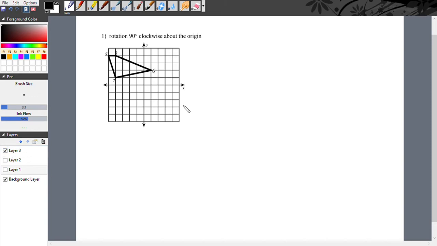Going through our examples, I'm going to go through numbers 1 and 2 on this, so we can do one of the 90-degree rotations and one of the 180-degree rotations. For our 90-degree rotation, this time we're going to do clockwise, and so remembering our rule that we have is that (x, y) for clockwise is going to turn into (y, -x).